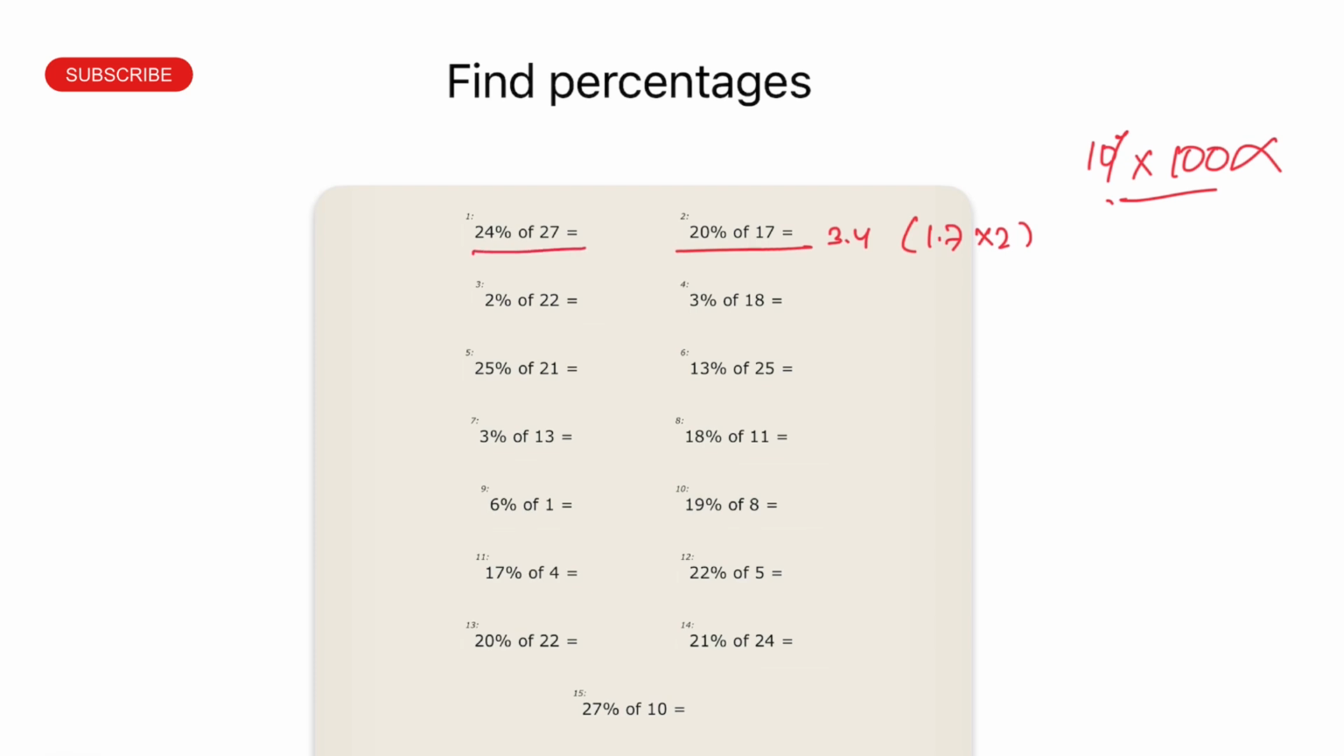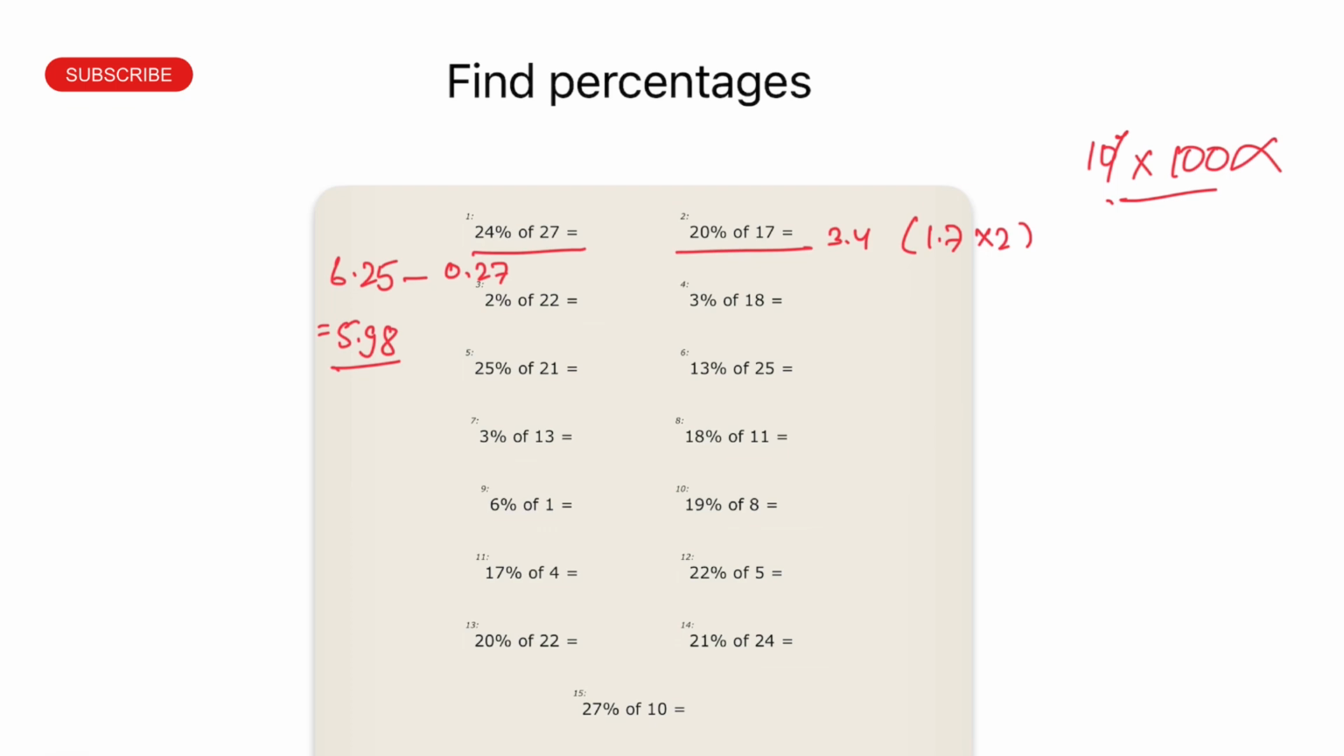24% of 27. What is 25% of 27? 25% of 27 is 6.75. This is 25% minus 1%. 1% is what? 1% is 0.27. So this will become 6.48.